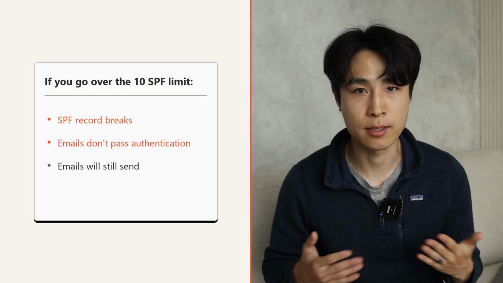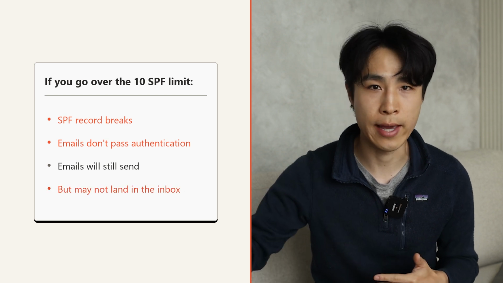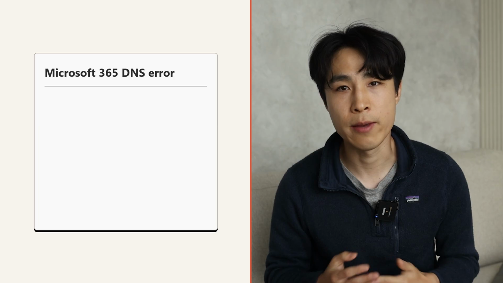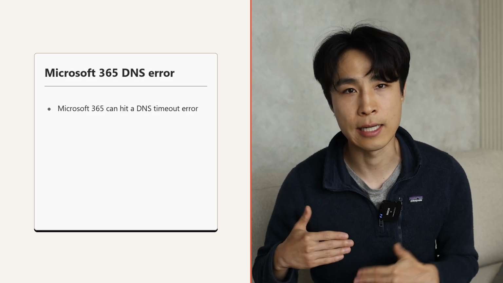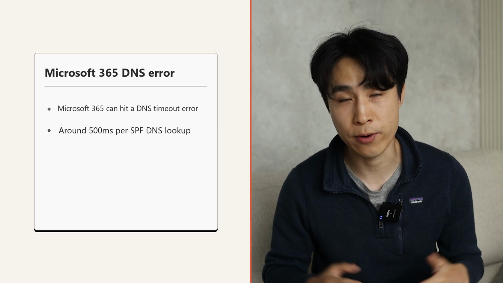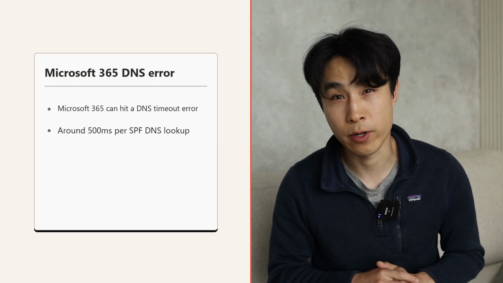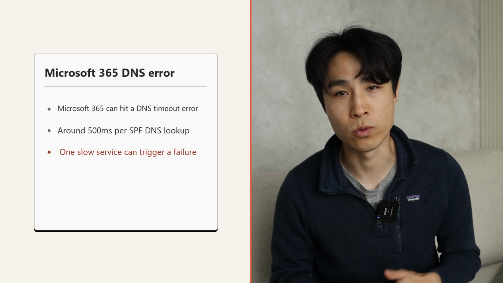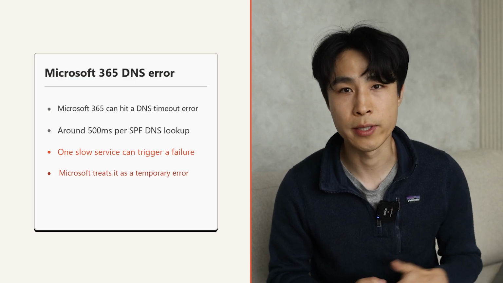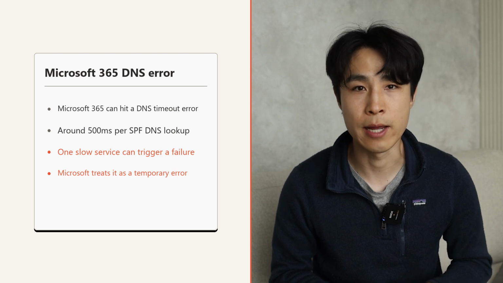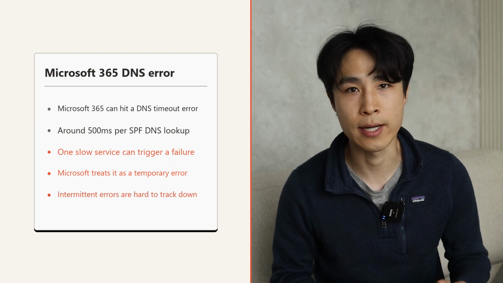It often happens silently, and your emails will still be going out, they just might not be landing where you think they are. On top of this, there's also a less known issue specifically with Microsoft 365 and Outlook inboxes, where their mail servers have a very tight DNS timeout limit, reportedly around 500 milliseconds for every DNS lookup. So if one of your services in your SPF record is a bit slow to respond, Microsoft will treat it as a failure, not a permanent error, a temporary one, but temporary errors still hurt your deliverability, and because they're intermittent, they're really hard to track down too.